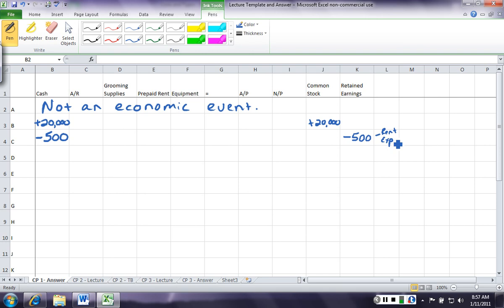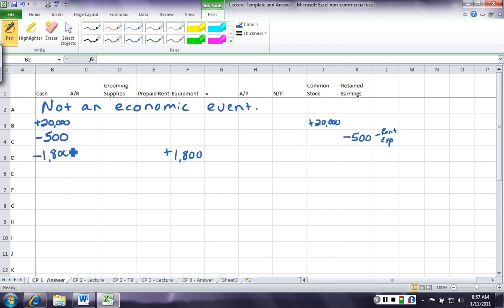On D, on November 2nd, they pay $18,000 for second-hand grooming equipment. So when they buy the grooming equipment, they're going to have an increase in equipment of $18,000. And they're going to have a decrease of what? Well, cash, because it said they pay. When you see the word pay, we know it's going to involve cash.